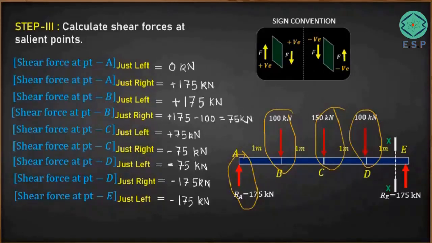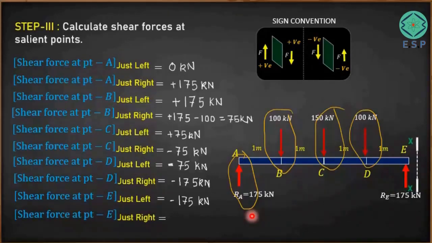Okay, now we'll move this reference plane XX to just right of the point E, like this. Now when you go to just right of the point E, one additional force is going to come into the picture, and that additional force is this one, that is 175 acting in the upward direction. Upward means positive and downward is negative. So minus 175 plus 175, the entire value is going to be 0 kilonewton.